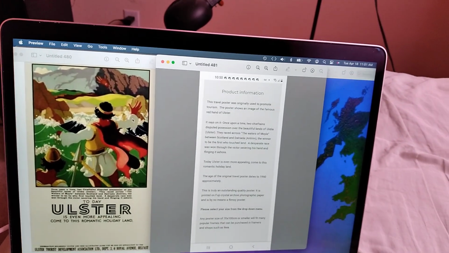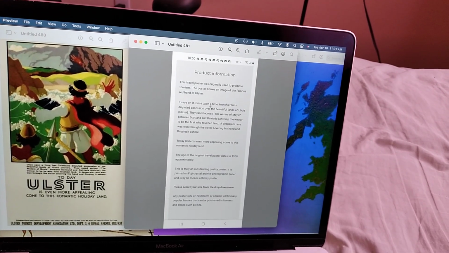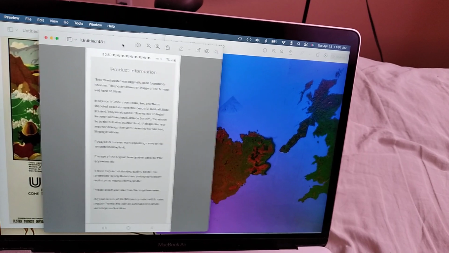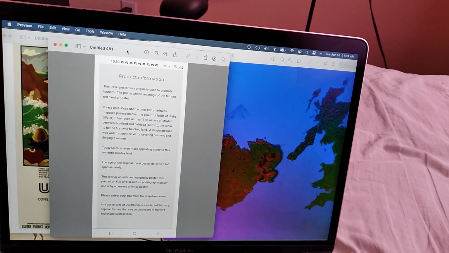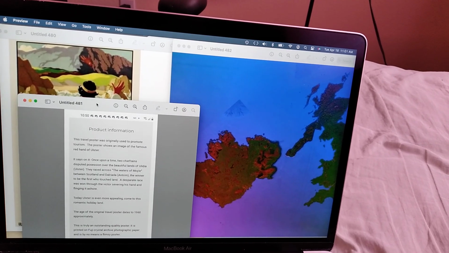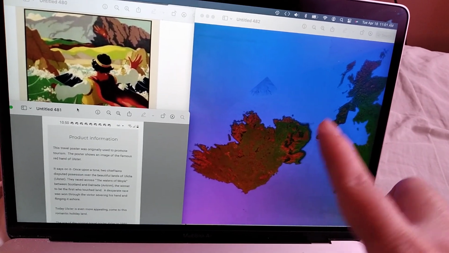This was like right before the Troubles really kicked off. The age of the original travel poster dates to 1960 approximately. So this fact that specifies the waters of Moyle, which is really right here, gives a good hint. And everything around here is mythologized.